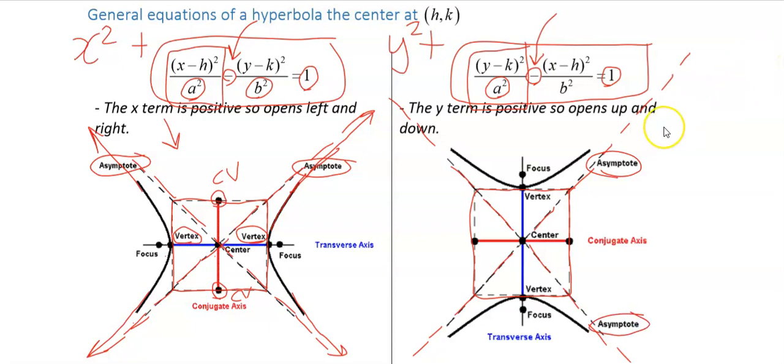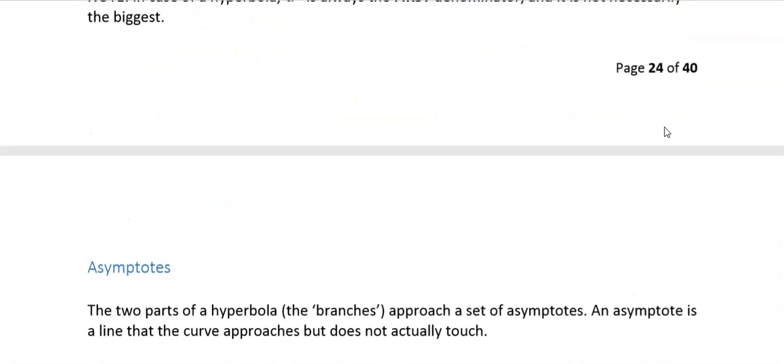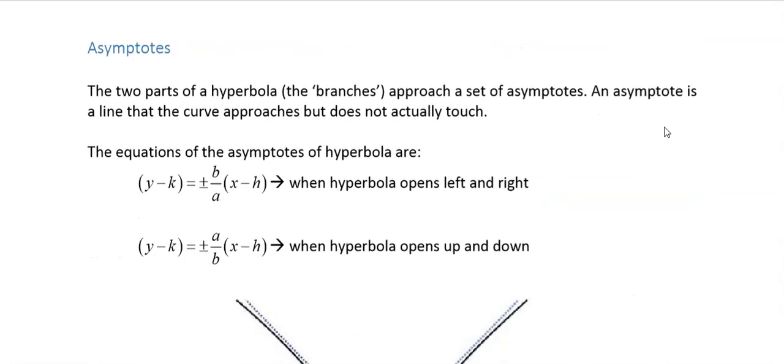And in fact, if you go to the next page on the top, right there, do you see the asymptotes? The two parts of a hyperbola, the branches, approach a set of asymptotes. An asymptote is a line that a curve approaches but does not actually touch. And here's what your asymptotes look like.